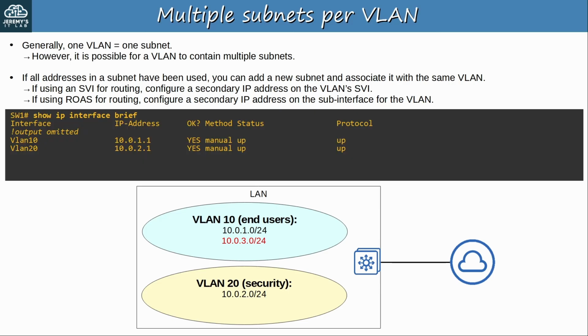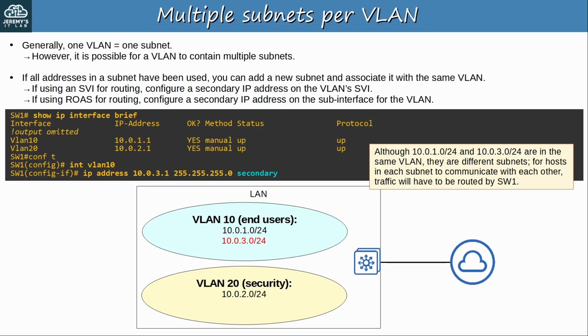For example, as you can see here on switch 1, it has an SVI for VLAN 10, 10.0.1.1, and an SVI for VLAN 20, 10.0.2.1. Let's add a third SVI for the new 10.0.3.0/24 subnet. That's it. Make sure to add it as a secondary IP address. Now, how will hosts in 10.0.1.0/24 and 3.0/24 communicate with each other?